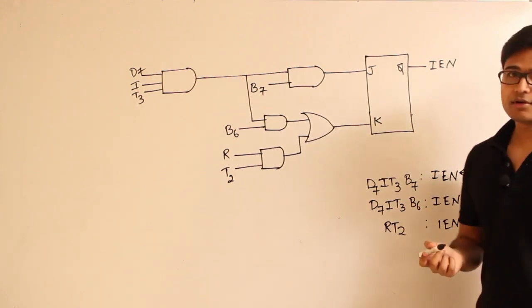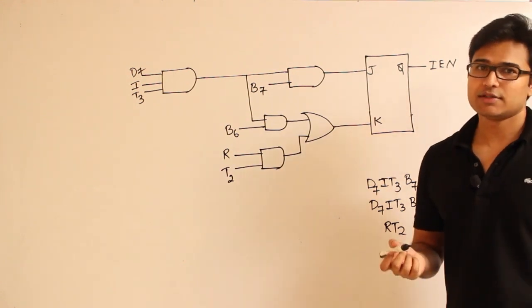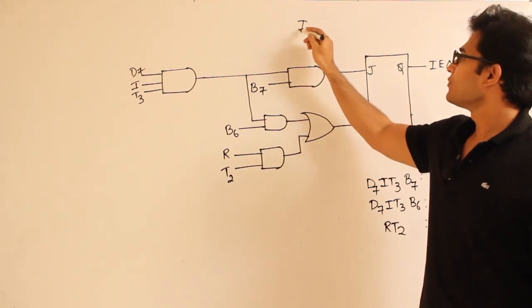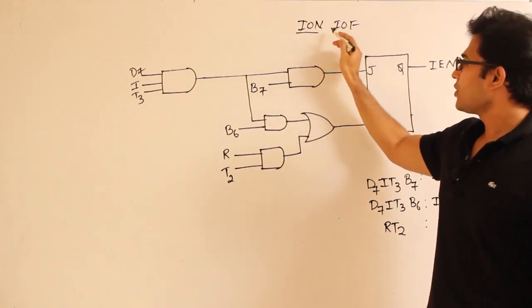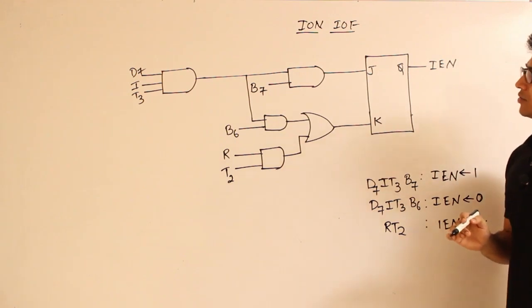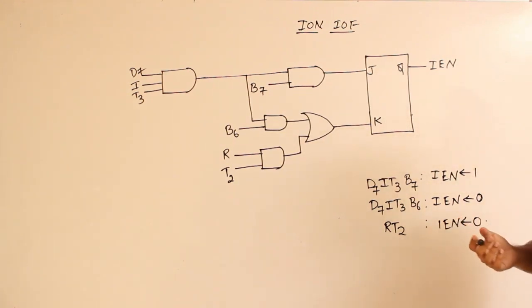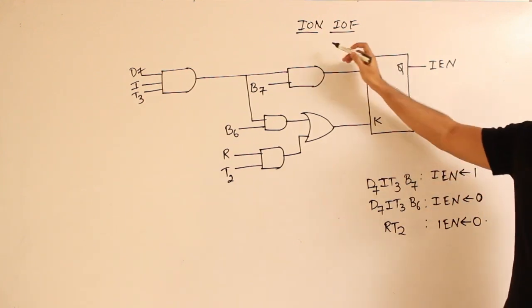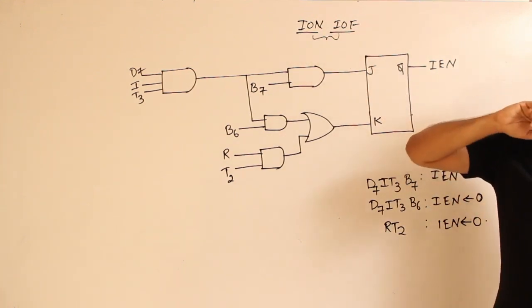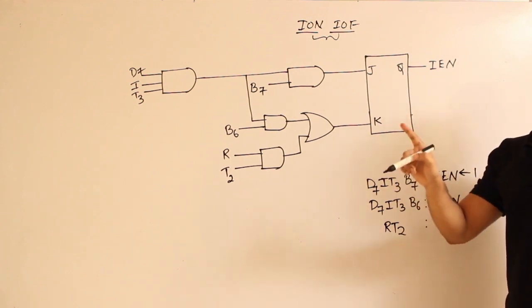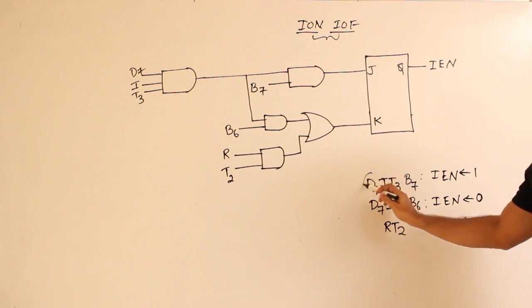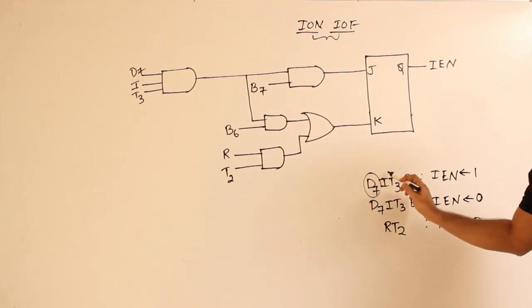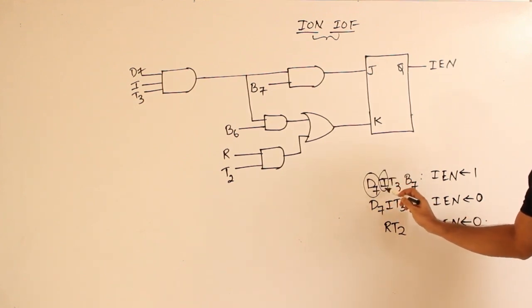For this, if you remember, I have two instructions: ION and IOF, interrupt on and interrupt off. These instructions are a part of the IO instructions, if you remember, which we discussed at the end. So D7 and I, these two together mean IO instructions.